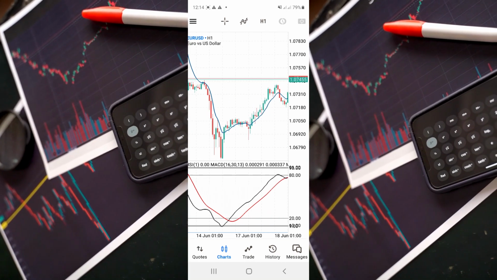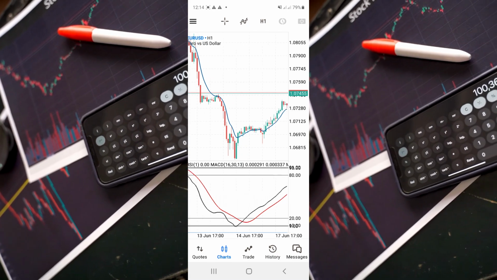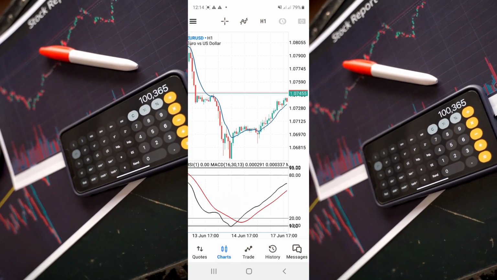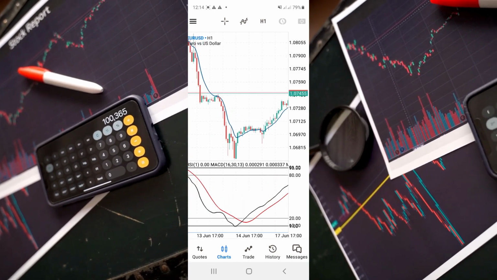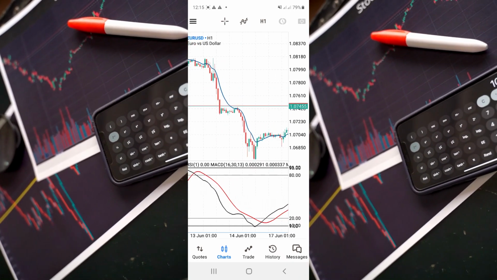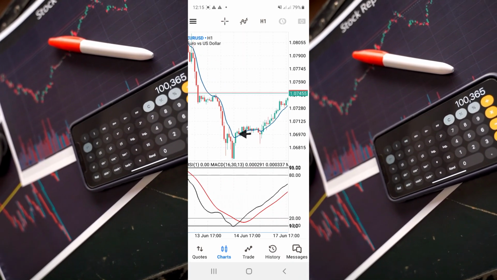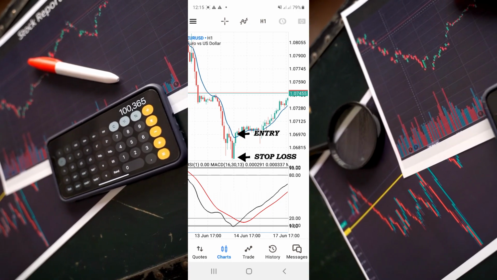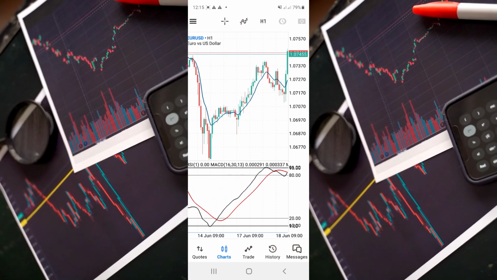So we move around the chart to see whether this zone is repainting. We move the chart around to see whether the level is solid. If these lines are not moving away from the zones, meaning that is a solid level. So we simply place our entry right here, our stop loss below the low, and we target a 1 to 3. As you can see, the trade worked well.